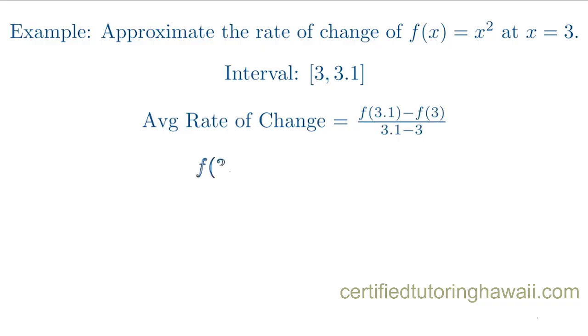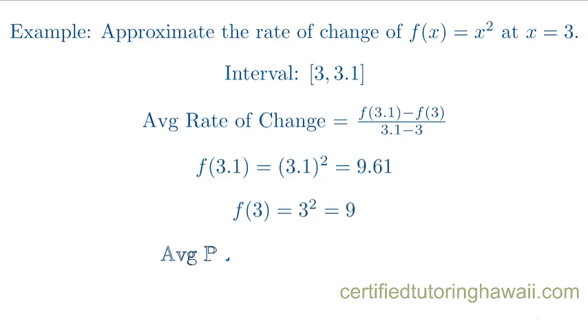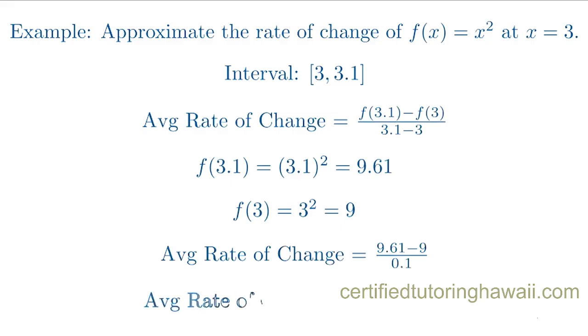F of 3.1 is 3.1 squared, which is 9.61. We already know f of 3 is 9. In the denominator, 3.1 minus 3 is 0.1. This gives us 0.61 divided by 0.1, which equals 6.1. So the rate of change at x equals 3 is approximately 6.1.